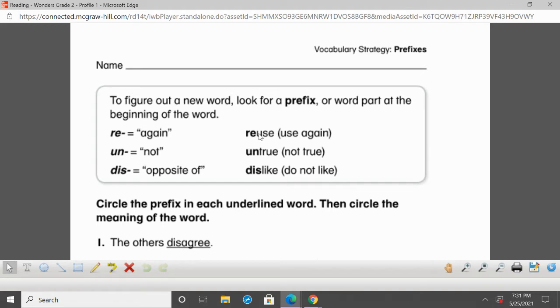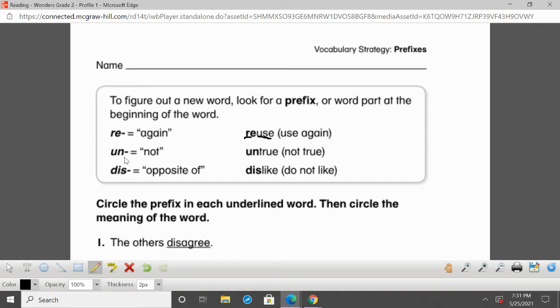So if you see the word reuse, we have our root word use, so that main word, and then we have the prefix re, R-E, which means again. So the definition or the meaning of reuse means to use again. So do you see how we were able to use our knowledge of the prefix re, which we know means again, to figure out that reuse means to use again?